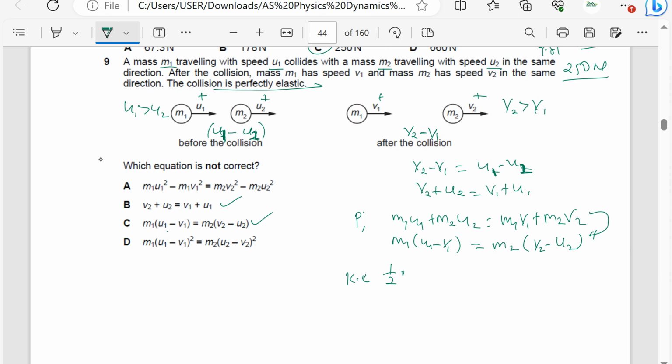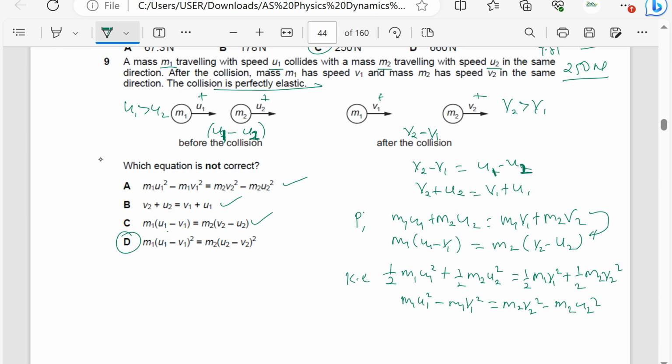A half M1 U1 squared plus a half M2 U2 squared. That is before collision. After collision is a half m1 v1 squared plus a half m2 v2 squared. So a half cancels out. And if I collect like terms, it will be m1 u1 squared minus, I bring m1 on this side to be m1 v1 squared equals to, the other side I have m2 v2 squared minus m2 u2 squared. So this equation is also correct. So this one will not be correct.